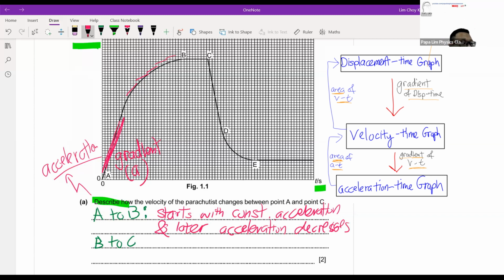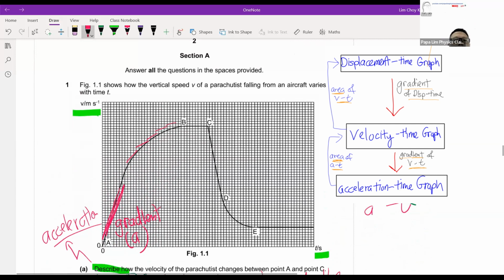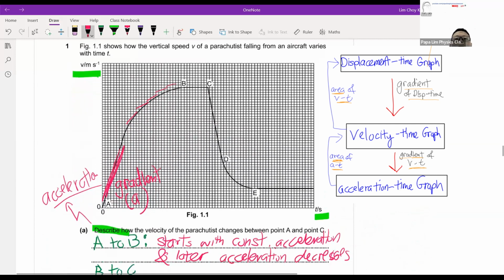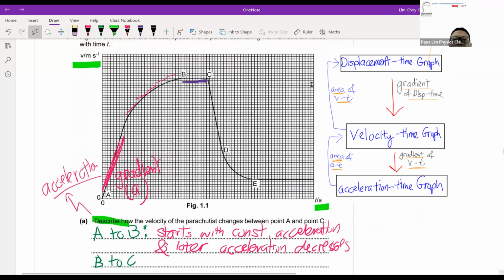Then in this case, same thing. How about parts B and C? We are looking at B and C. We are looking at the fact that it is horizontal. Horizontal here, gradient is 0. So gradient is 0.